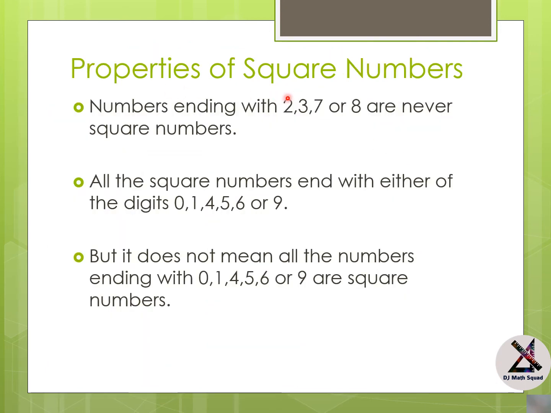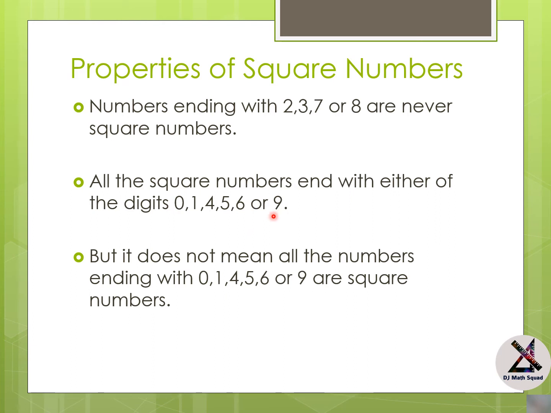Then we are discussing some properties of square numbers. Numbers ending with 2, 3, 7 or 8 are never square numbers. So when you look at the chart from the previous slide, you understand yourself that there is no number ending with 2, 3, 7 or 8. Then all the square numbers end with either of these digits: 0, 1, 4, 5, 6 or 9. But it does not mean that all the numbers which end with these digits are square numbers.